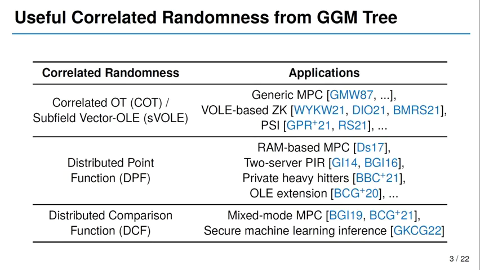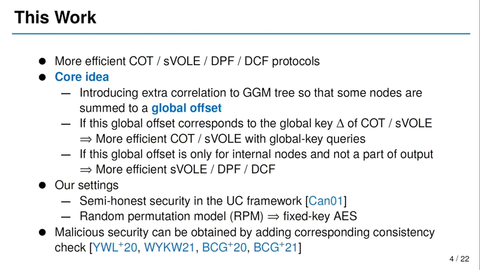There are many useful correlated randomness from the GGM tree, including correlated oblivious transfer, subfield vector OLE, distributed point function, and distributed comparison function. Here we use COT, SVLE, DPF, and DCF for short. There have been many MPC applications using this correlated randomness. And in this work, we propose more efficient protocols for the four kinds of correlated randomness.